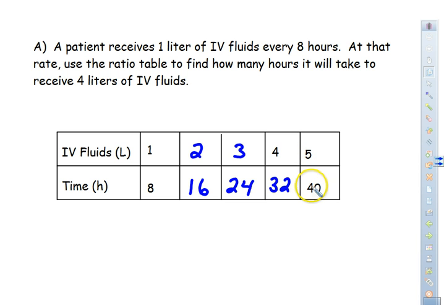And then 5 and 4, which again, as you look ahead, you can see you're counting, filling this in, and filling this in, making certain that it still is in line. And 8 on to 32 would give me 40. So we know that our pattern is consistent. And again, we're looking for how many hours it will take to receive 4 liters of IV fluid. That is our 4 liters. And so how many hours would that be? 32 hours. Okay, that's using this chart.